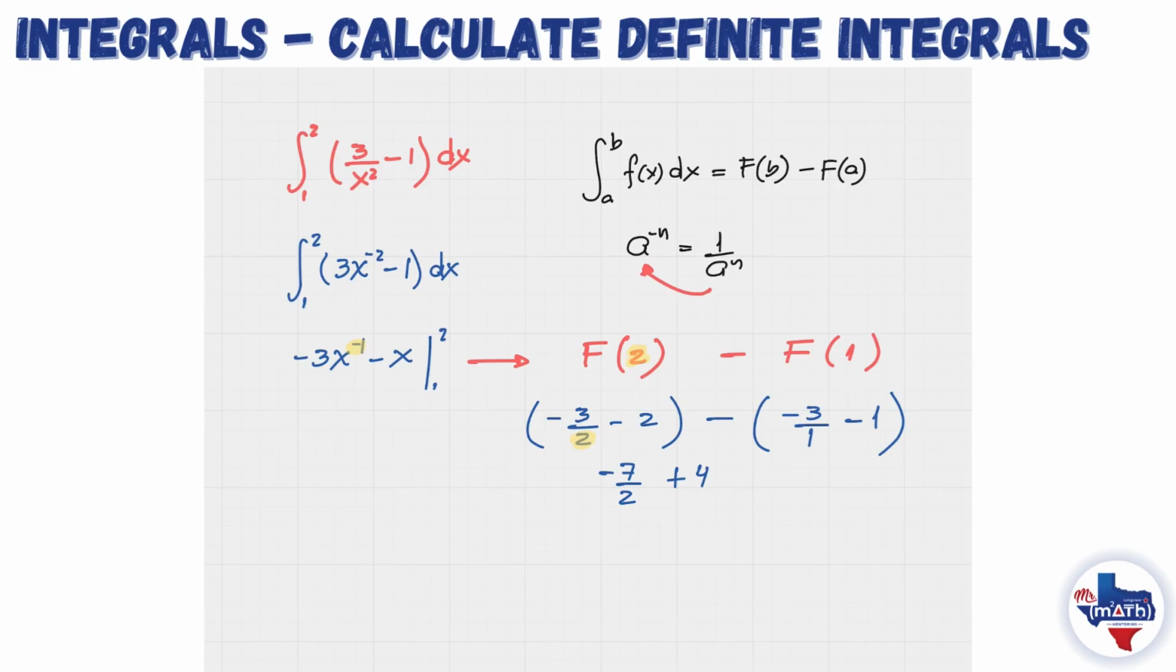And 4 in halves is 8 halves. So this basically is negative 7 halves plus 8 halves. This will be 1 half as an answer.